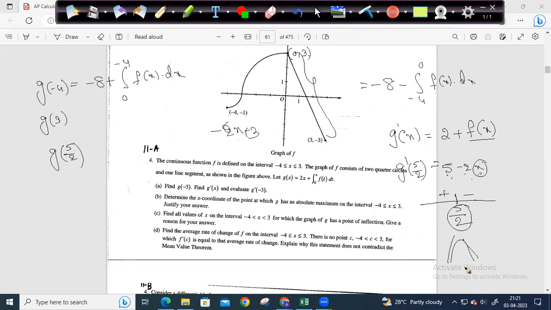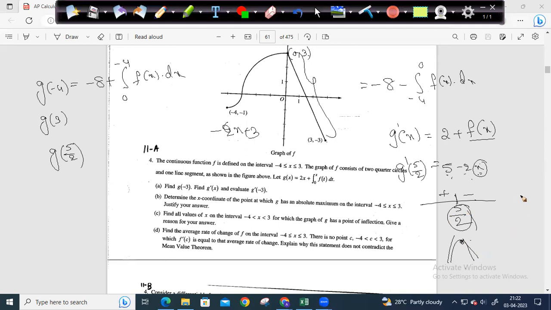Since the function is changing from positive to negative, because this is a decreasing function and this is an increasing function, it is increasing to some point and then getting decreased. So this relative maxima itself will become the absolute maxima. So at x equal to 5/2, the function will have an absolute maxima. That is how we can answer this question, as simple as that.